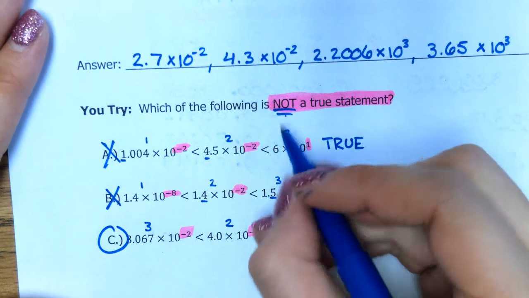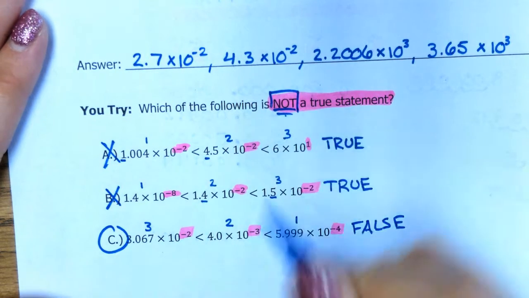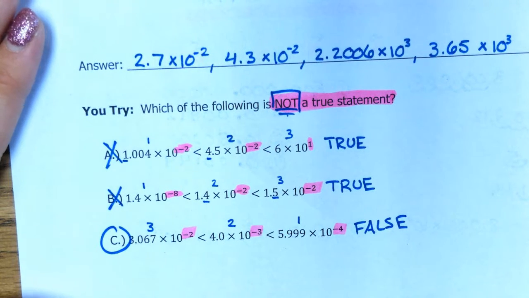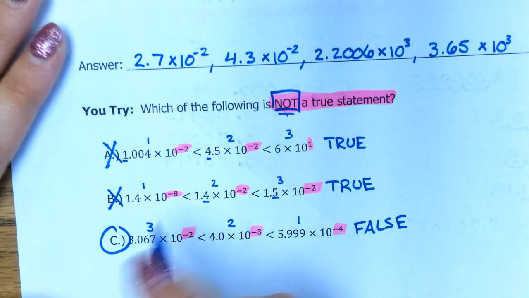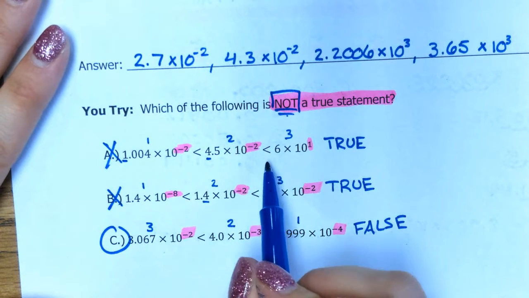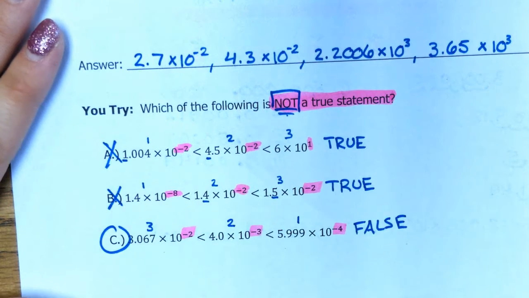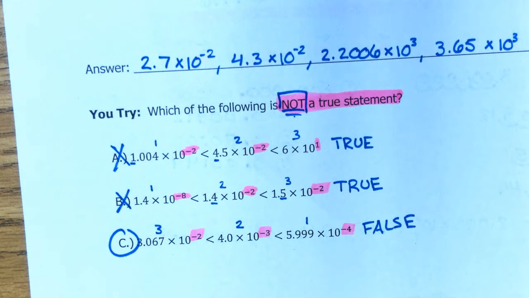Okay, you have to pay attention that this says not. This is not true. Because it's really easy to look at this first one and say, oh, that's a correct answer. Because it is correct. It's written correctly, but it wants you to find the one that is not written correctly. So again, this is comparing and ordering numbers in scientific notation.